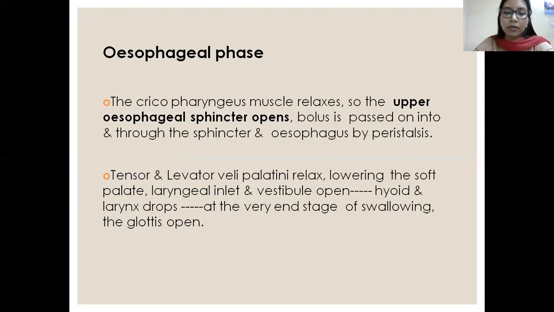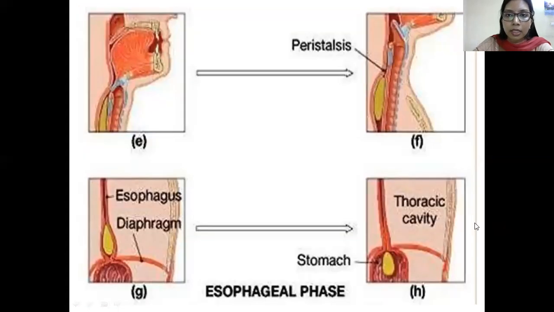The laryngeal inlet which was closed previously will open now. The vestibule will open now. And the larynx which was previously elevated gets depressed. This is for you to understand. You need not write this down. So at the very end stage of swallowing, the glottis opens. This is how the peristalsis takes place.